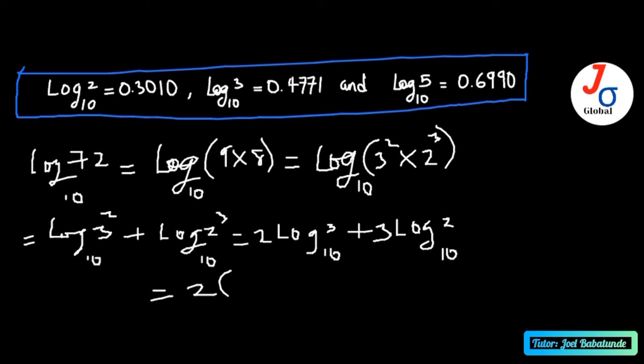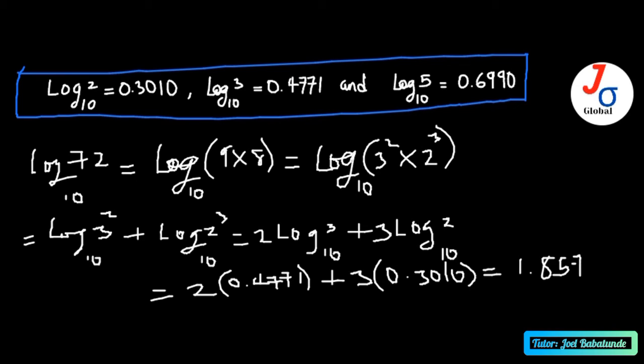Then what's log 3 base 10? I see that as 0.4771, so 2 times 0.4771, plus 3 log 2 base 10, which is 3 times 0.3010. Add that up together. So what I got is 1.8572, and that's our final answer.